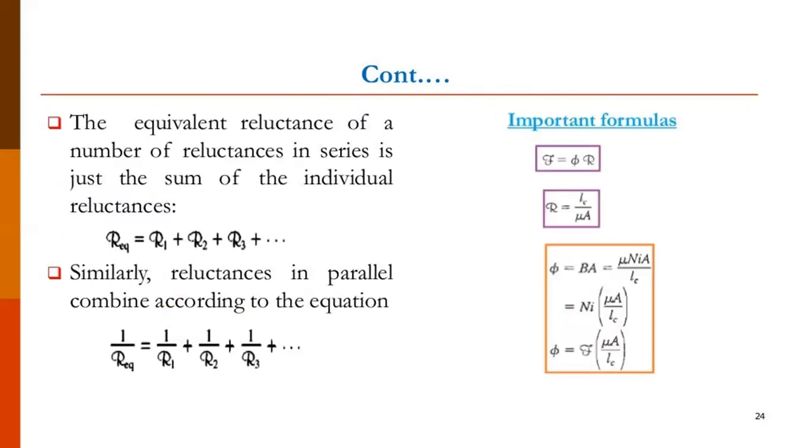The equivalent reluctance of a number of reluctances in series is just the sum of the individual reluctances. That is, whenever reluctances are in series, the equivalent reluctance can be found by simply adding. In the last lecture, we have seen that S equivalent is equal to S1 plus S2 plus S3. Similarly, reluctances in parallel can be combined according to the law of parallel, just like in an electric circuit: 1 upon R equivalent is equal to 1 upon R1 plus 1 upon R2 plus 1 upon R3.